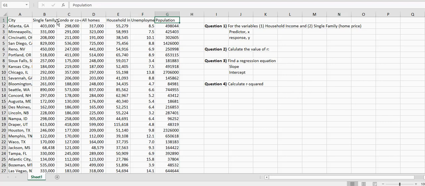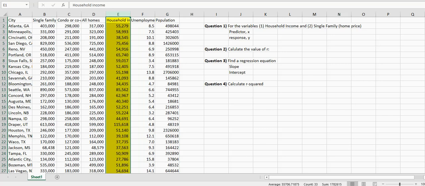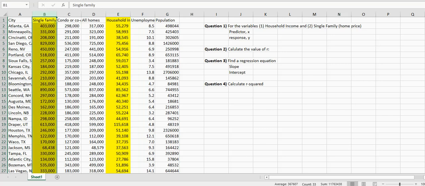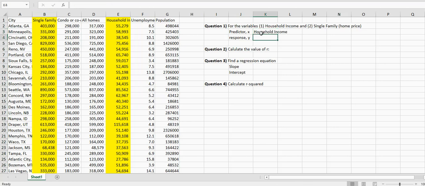So I want to develop a linear model between two variables. The first variables I'm going to pick are household income and the price of a single family home. I want to first figure out what our predictor variable and our response variable are. Our X variable here, I think, is household income. I think household income helps determine the price of a single family home, in the sense that if there's a higher household income, the price of these homes is likely to go up. That's what I think we're seeing here.